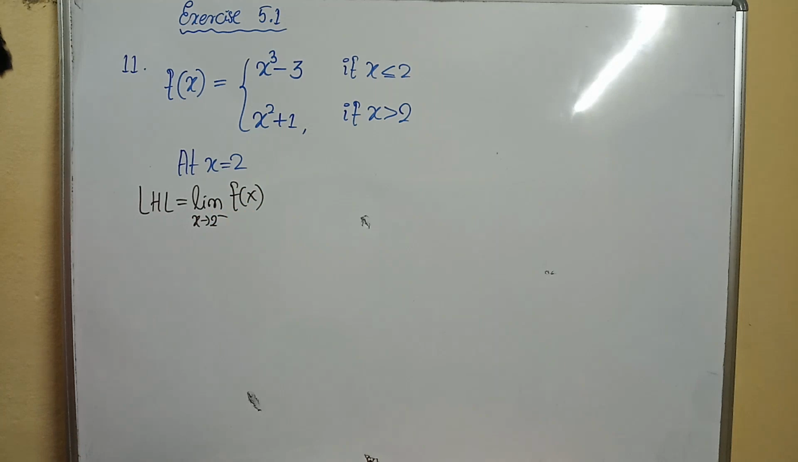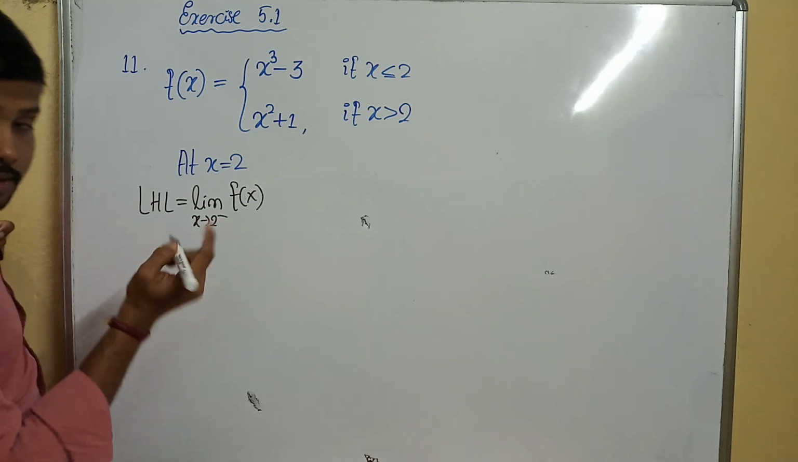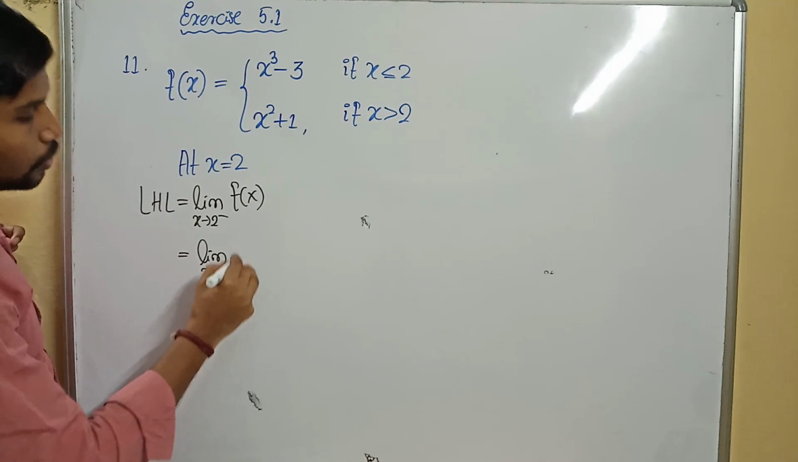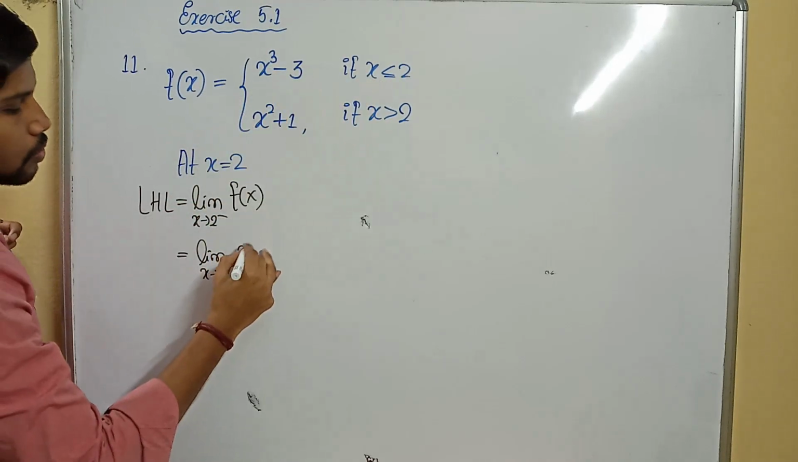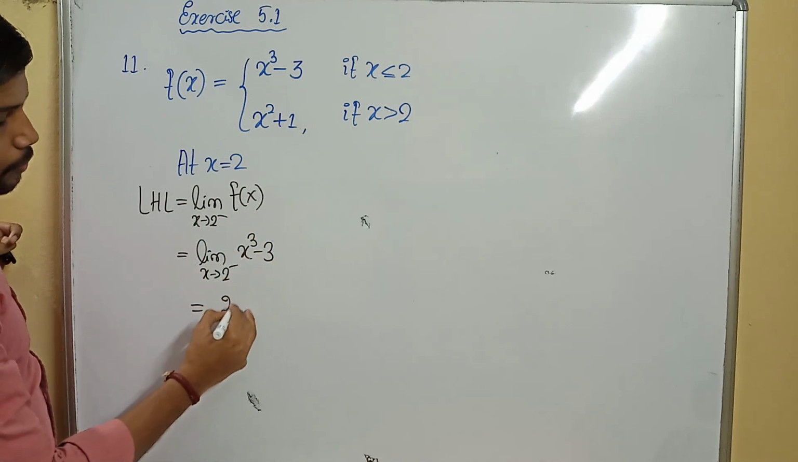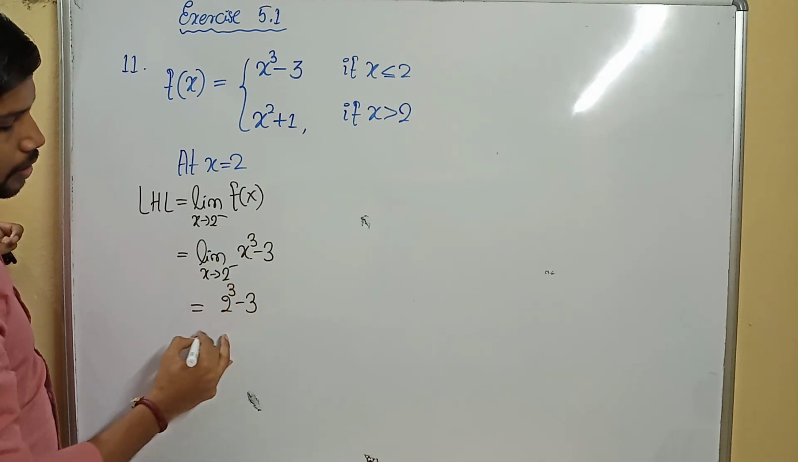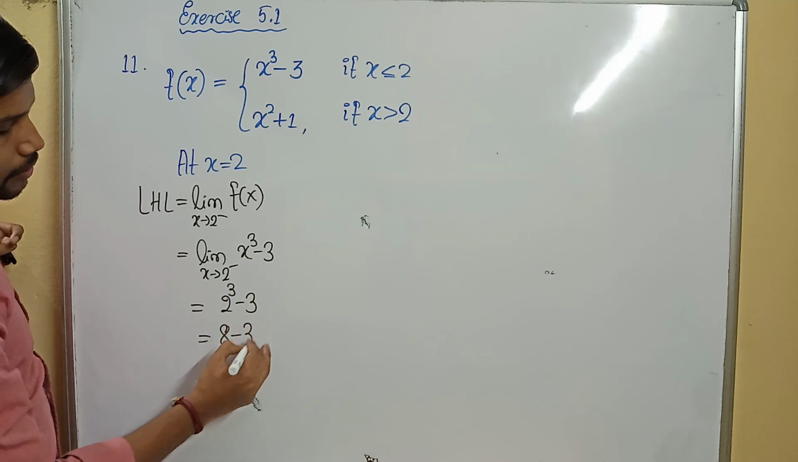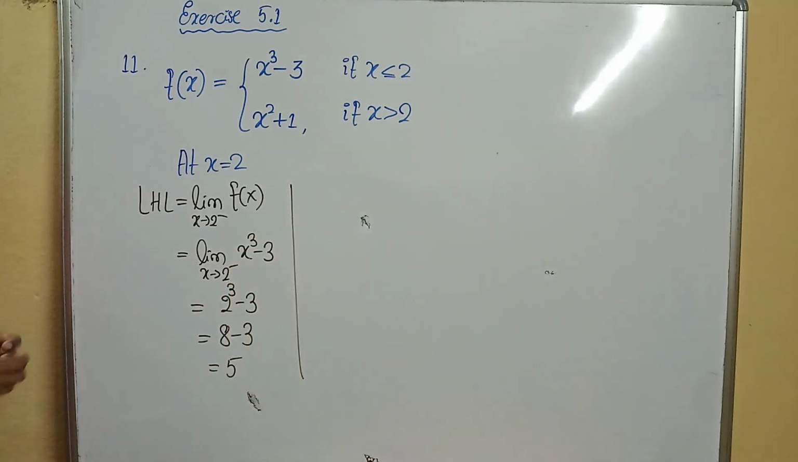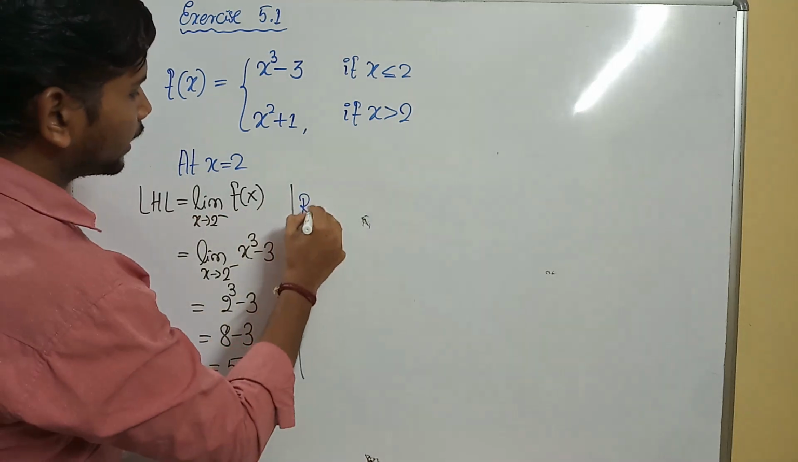What is the meaning of 2 minus? It is less than 2. Okay, left of 2 or less than 2. Less than 2 means the first function, I need to select x cube minus 3. Here x replaced by 2. 2 to the power 3 minus 3. 2 to the power 3 is 8, minus 3. Its value will be 5. Got the point clearly?